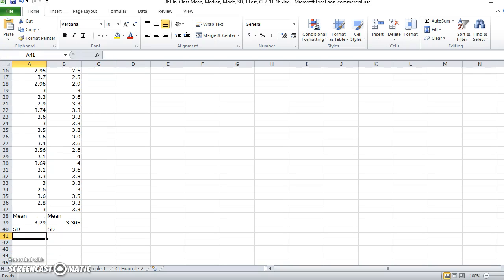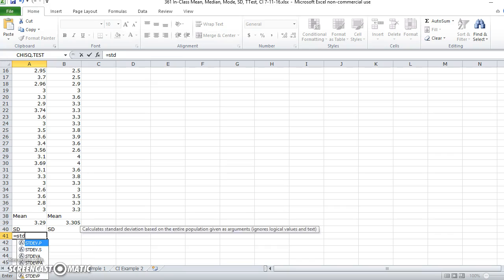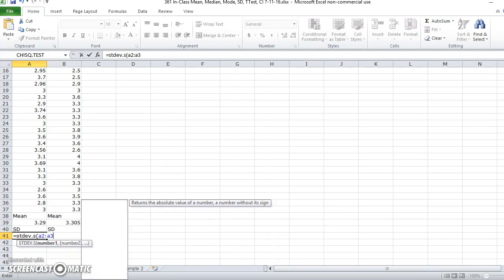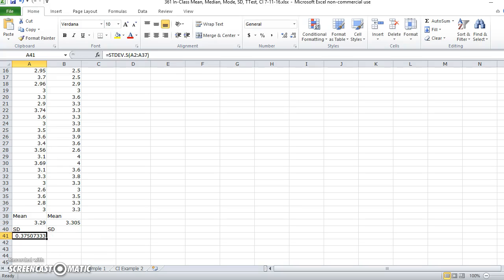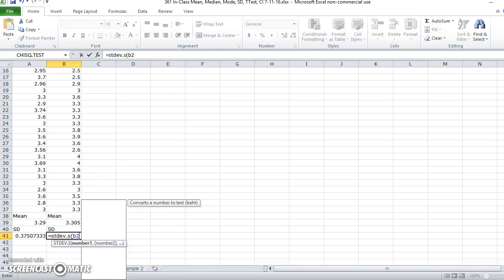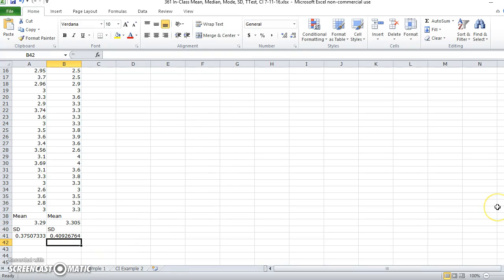Now, if I want to get the standard deviation, I go stdev.s, then A2 to A37. For the second group, stdev.s, B2 to B37. So now I have the means and the standard deviations for these two groups.